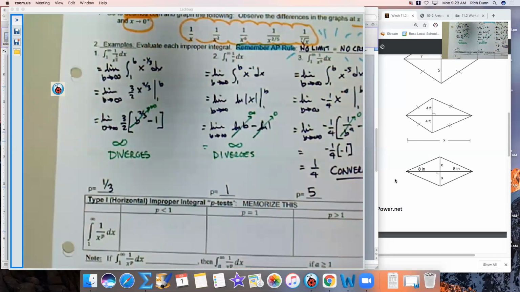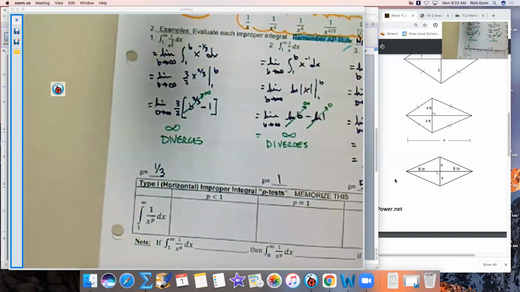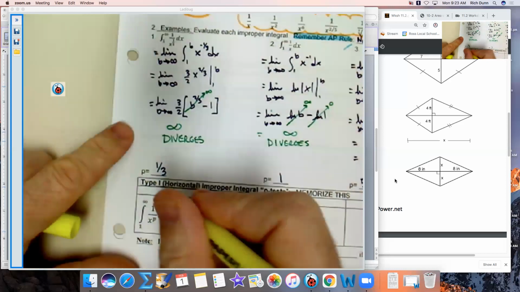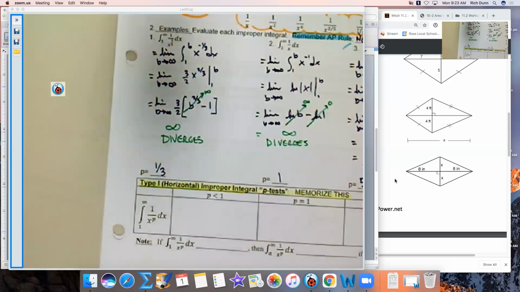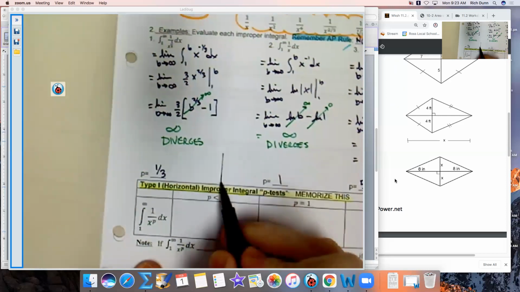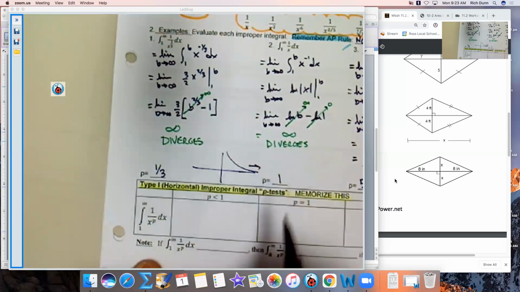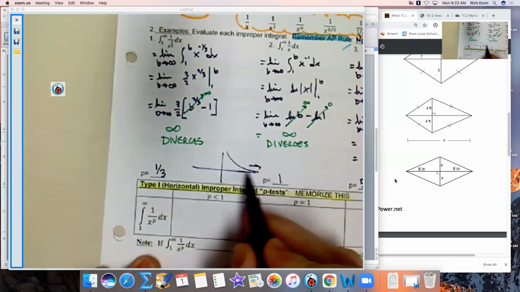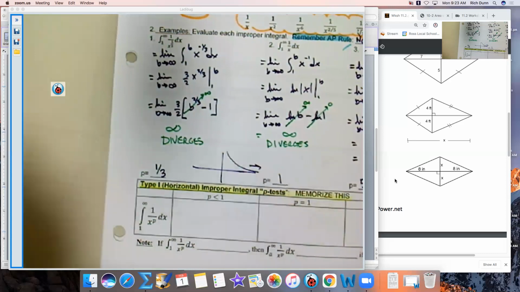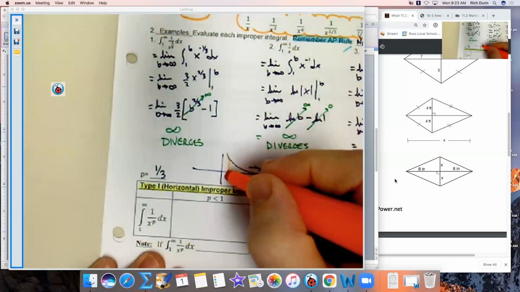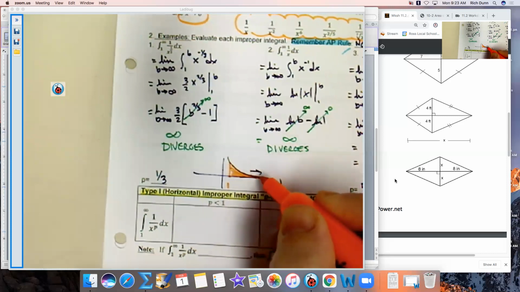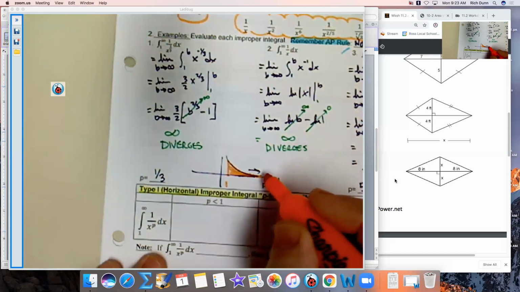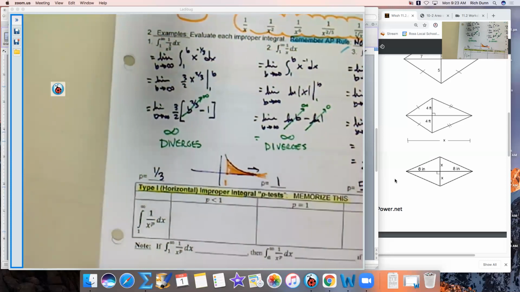And what we'll find is with our p-test, memorize this here. When we have horizontal improper integrals, so remember those were the type 1s where we looked horizontally at infinity out here. We're looking at this end. And remember how we just kind of talked about improper as area in here. We're going from 1 to infinity, and that area, if it doesn't close down fast enough, then the area kind of oozes out is what we might want to consider here.